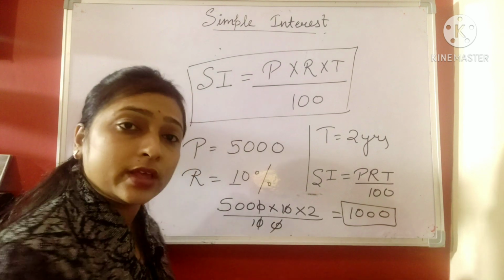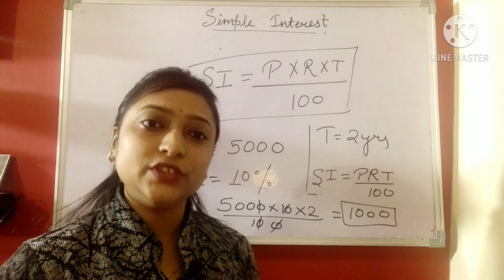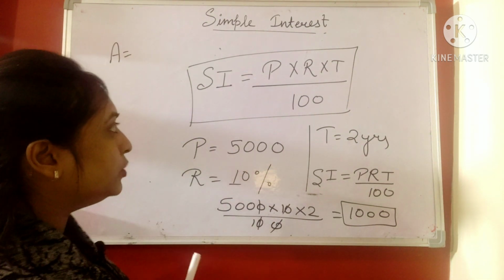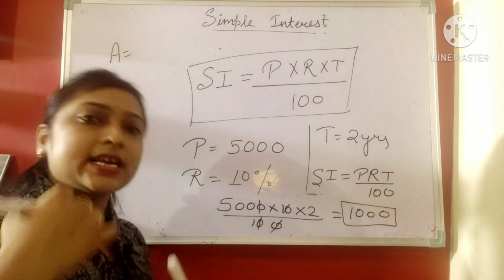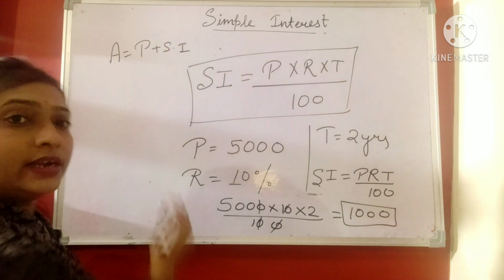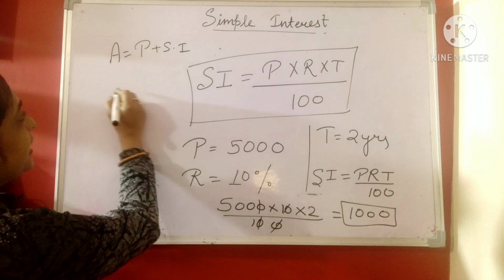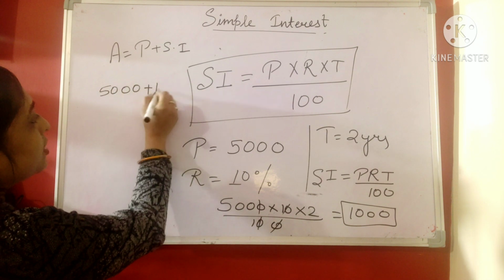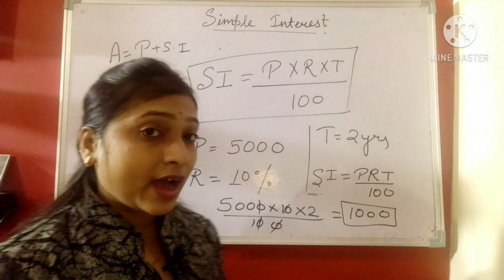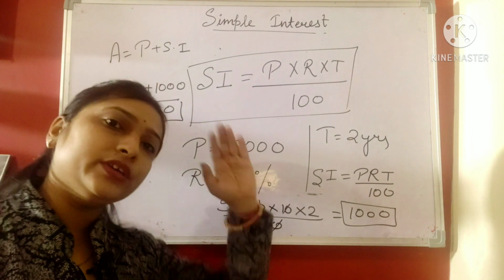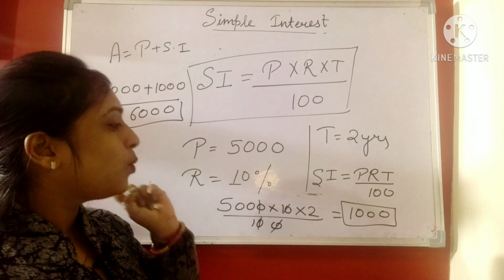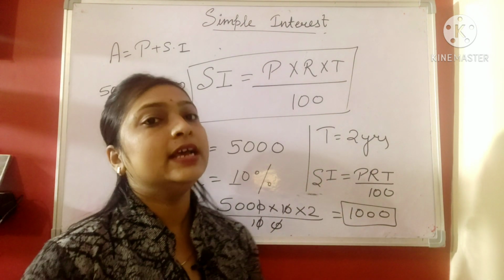What is this 1,000? 1,000 is the extra money which we have gained. Now another term is amount. What is this amount? Amount is the money which we get after 2 years from the bank. That is principal plus the simple interest which we have earned. So P is 5,000 plus 1,000, which is equal to 6,000 rupees. The money which I deposited 2 years back was 5,000 and the amount that I am getting after 2 years is 6,000. 1,000 is our benefit, that is called simple interest.